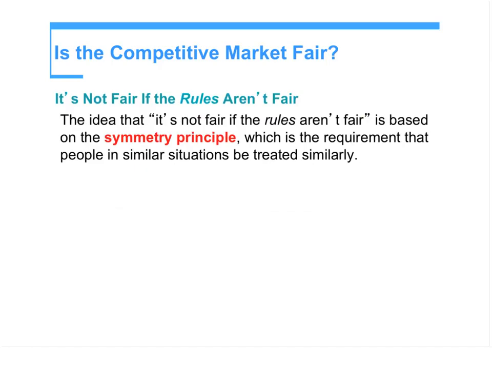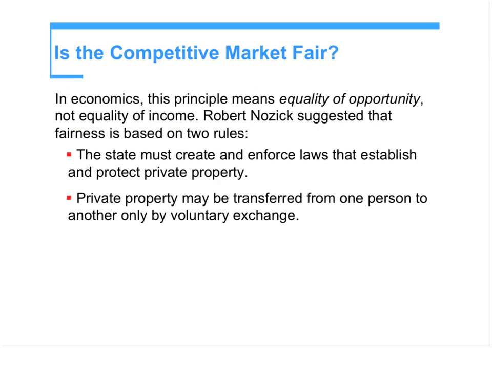It's not fair if the rules aren't fair is the symmetry principle, which is a requirement that people in similar situations be treated similarly. In economics, this principle means equality of opportunity, not equality of income. Robert Nozick suggested that fairness is based on two rules. The state must create and enforce laws that establish and protect private property, and private property may be transferred from one person to another only by voluntary exchange. You cannot force people to take $1 from one guy and give it to another. It's not fair. This is the end of this chapter.